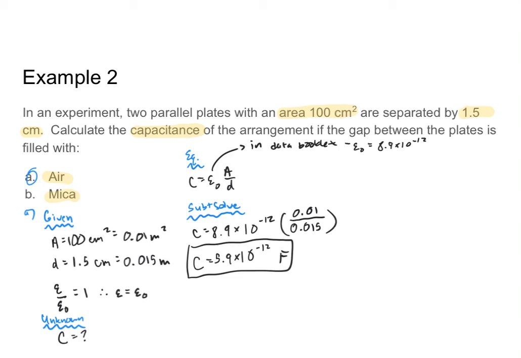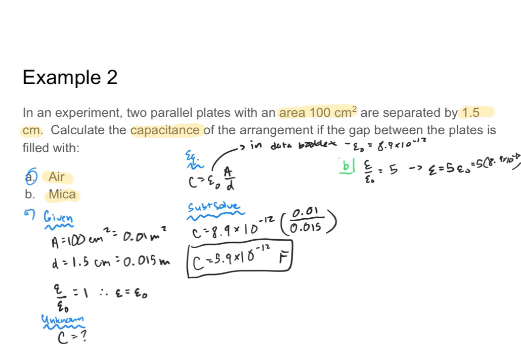So we know that for part B, again looking at page 461 of my textbook, I can look up the dielectric constant for mica, and that is that epsilon over epsilon naught is equal to 5. So what that means is that epsilon is equal to 5 epsilon naught, or 5 times 8.9 times 10 to the negative 12th. Now, I have two approaches I can take here.